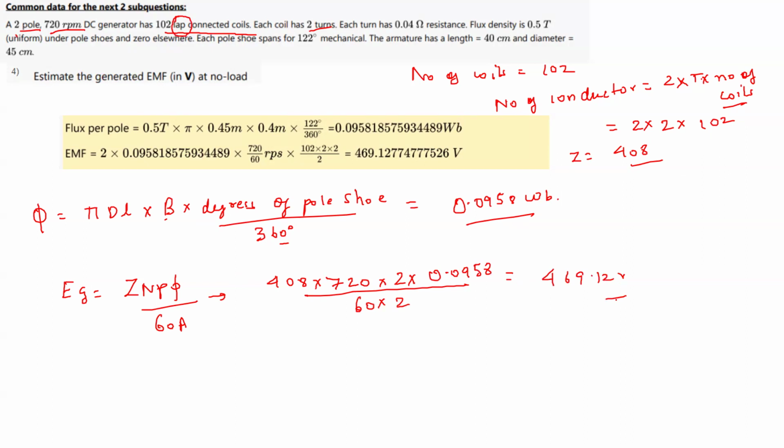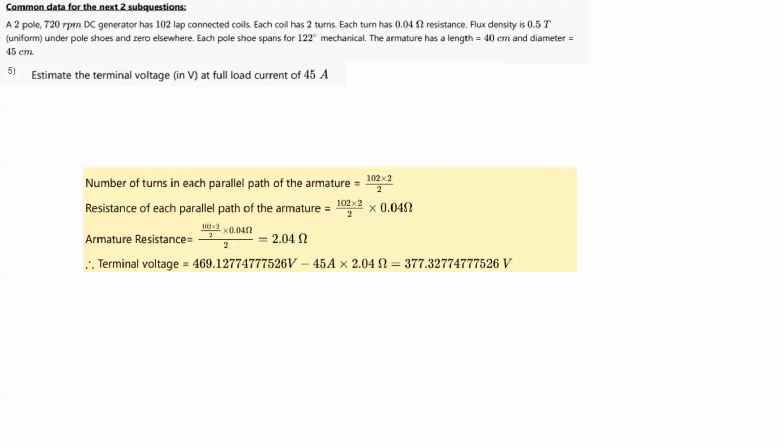Is there any doubt in this question? Okay. Now we will go to the next question. In this next question, we have to estimate the terminal voltage at full load current of 45 ampere. So this is a generator. What generator it is, they have not mentioned. They have just mentioned a DC generator, not whether it is shunt, series and so on. So you can just take it as a normal separately excited generator. If nothing is mentioned, then you take it as a separately excited generator.